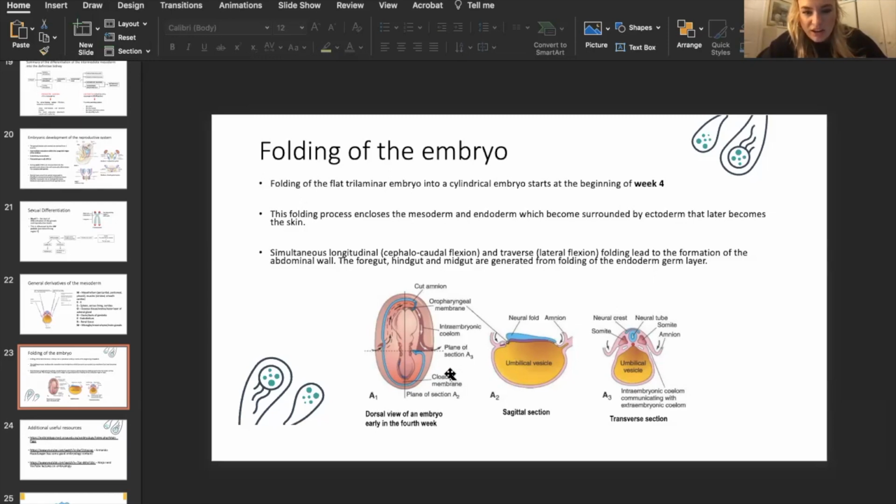Again, this is just a nice image. You can kind of see what I've discussed here. So you've got the cloacal membrane, which will go on to become the anal region, and the oropharyngeal membrane, which will become some of the structures within the throat and the mouth. You can see the folding planes in this image here. So we've got the longitudinal and the transverse plane.